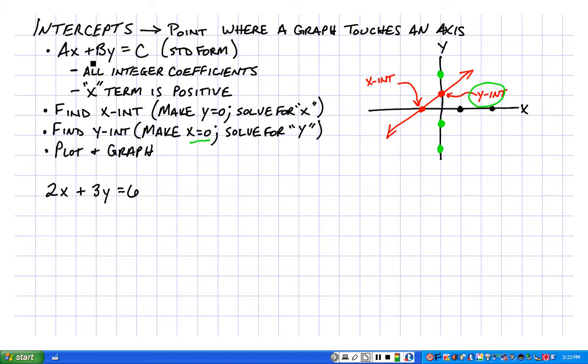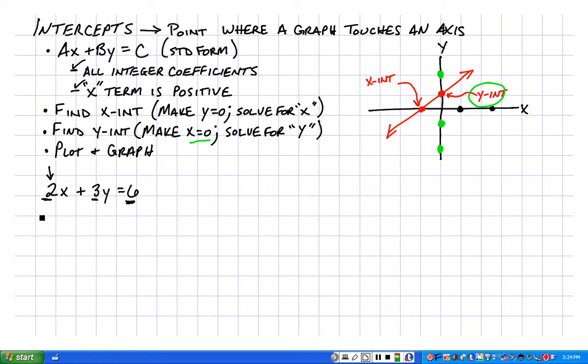First step says get it in standard form, which means x and y need to be on the same side. If you look, you notice x and y are together, constants on the other side of the equal sign. We have all integer coefficients. My coefficients, the 2, the 3, and the 6, are all integers. There aren't any fractions, there aren't any decimals. And my x term is positive. So these check out, and we're good with standard form.